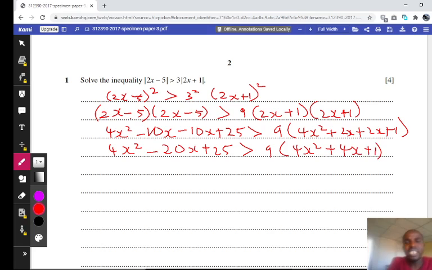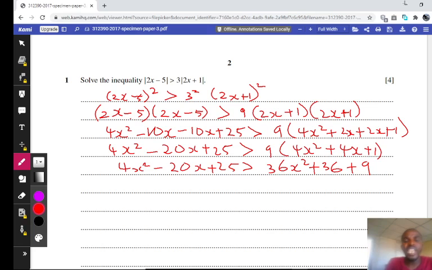Right, next, let's remove the brackets on the right side. So it will be 4x squared minus 20x. Let's maintain this side before you collect like terms. Then this one, 36x squared plus 36x plus 9.